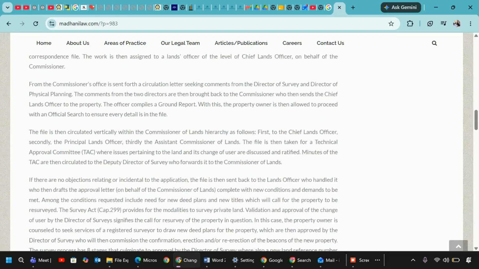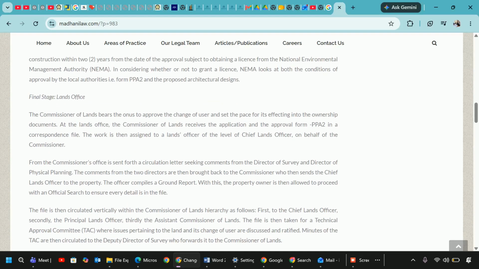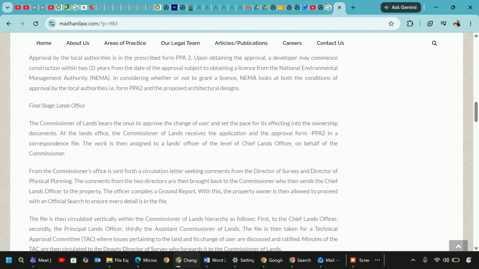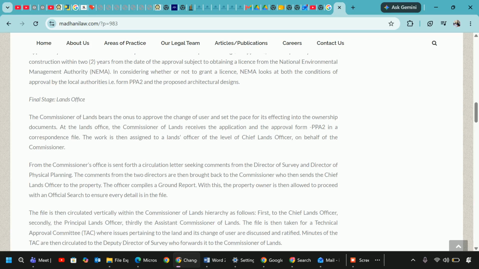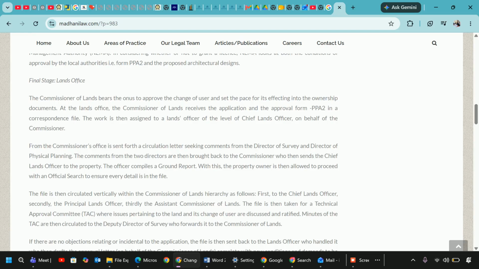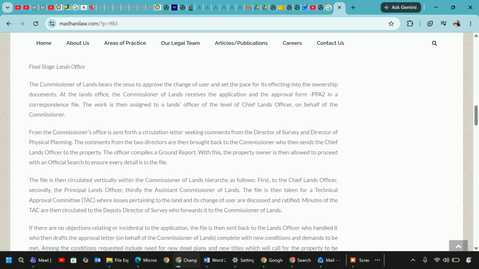Okay, so we can say, after we received this application from the Director of Physical Planning, we took it to NEMA for approval, and NEMA approved. Then we went back to the Commission of Lands. The Commission of Lands sent forth a circulation letter seeking comments from the Director of Survey and Director of Physical Planning. Okay, the comments from the two directors are then brought back to the Commissioner, who then sends the Chief Land Registrar to the property, and the Chief Land Officer compiles a ground report, and to an extent an official search is conducted to ensure every detail is in the file.